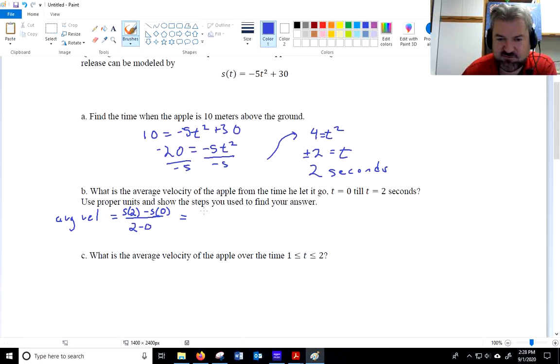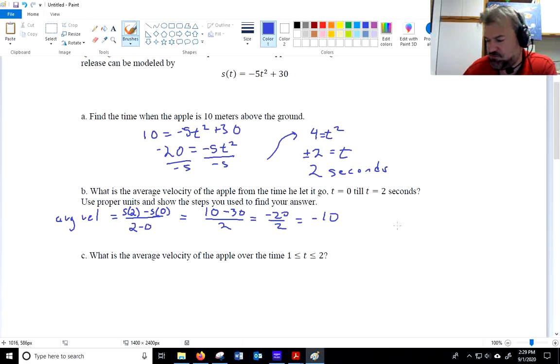So the position at 2, we already solved for that one. That was 10. That's how we got it to begin with. And then S of 0 was 30. All over 2 minus 0 is 2. So that is a negative 20 over 2. So a negative 10. And what's the units?